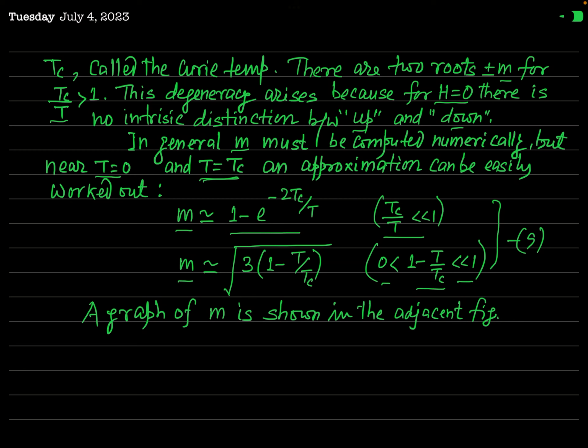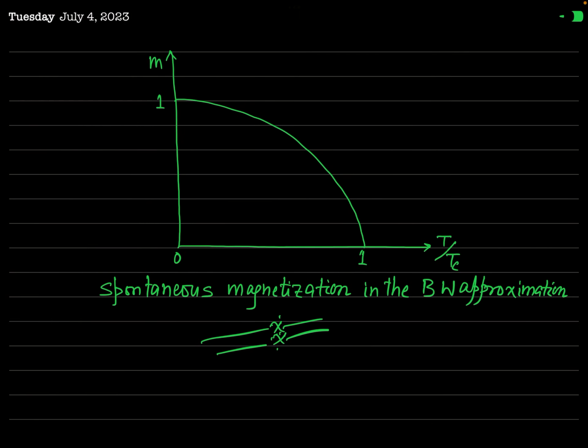Now you can see that the value of m, in both conditions, whether Tc by T is much greater than 1 or 1 minus T by Tc is much smaller than 1, depends on the value of T by Tc. So you can plot a graph of m against T by Tc on the basis of Bragg-Williams approximation, and you can see the graphical plot of this m against T by Tc.